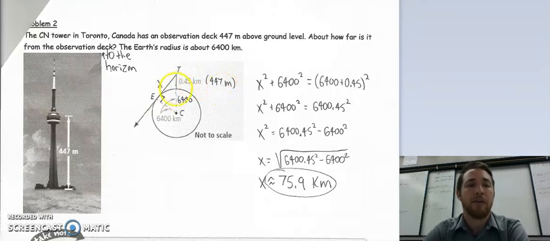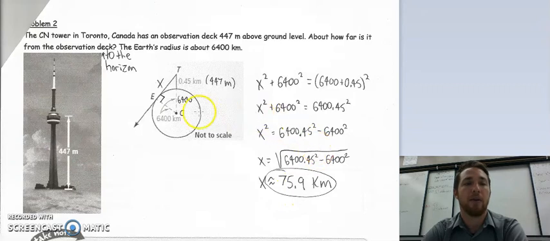If I want to figure out that distance from the top of the tower to the horizon, I could use the Pythagorean Theorem. We're going to use X as one leg, your radius as another, so X squared plus 6400 squared equals the hypotenuse squared, which is both the radius and the tower's height put together. So the radius of the Earth, 6400, plus 0.45 for that tower. Working through our steps, solving for X, eventually we get 75.9 for X.